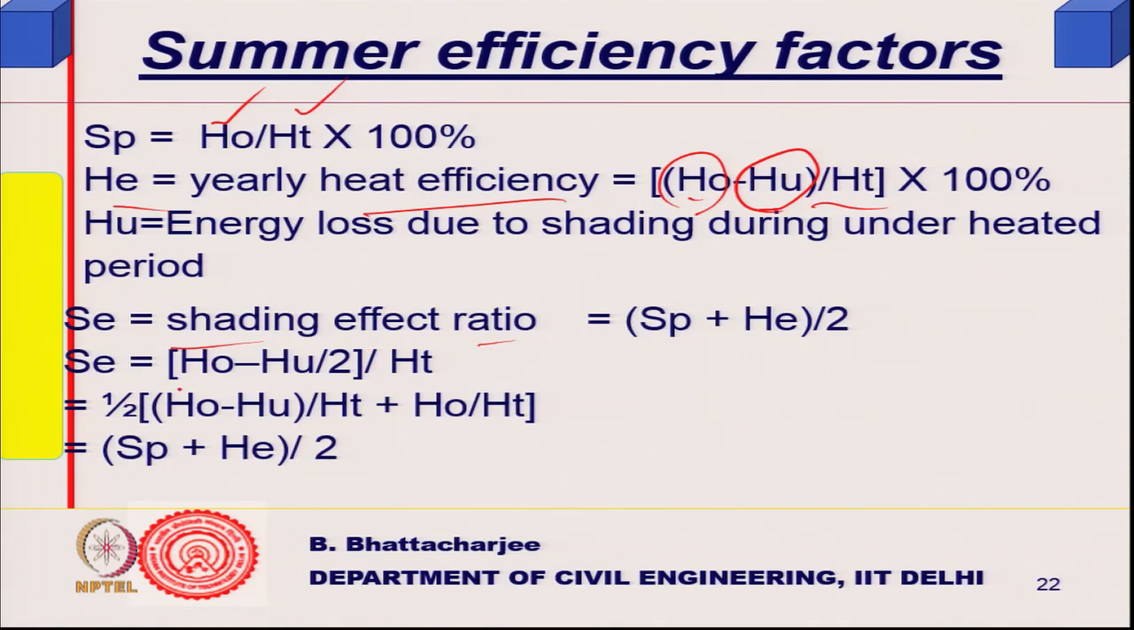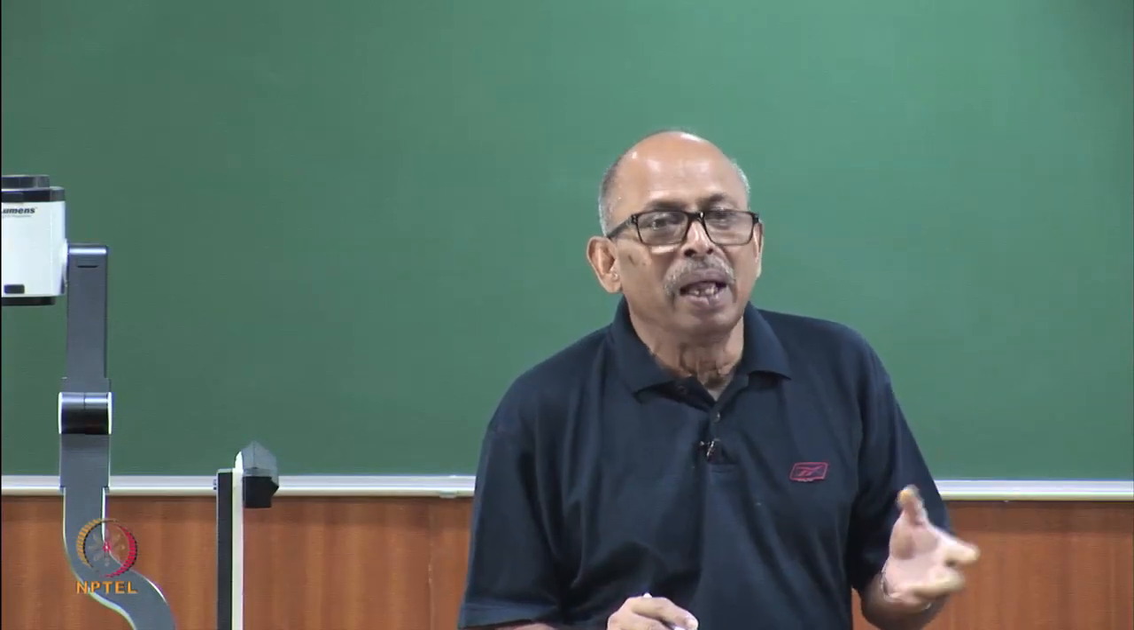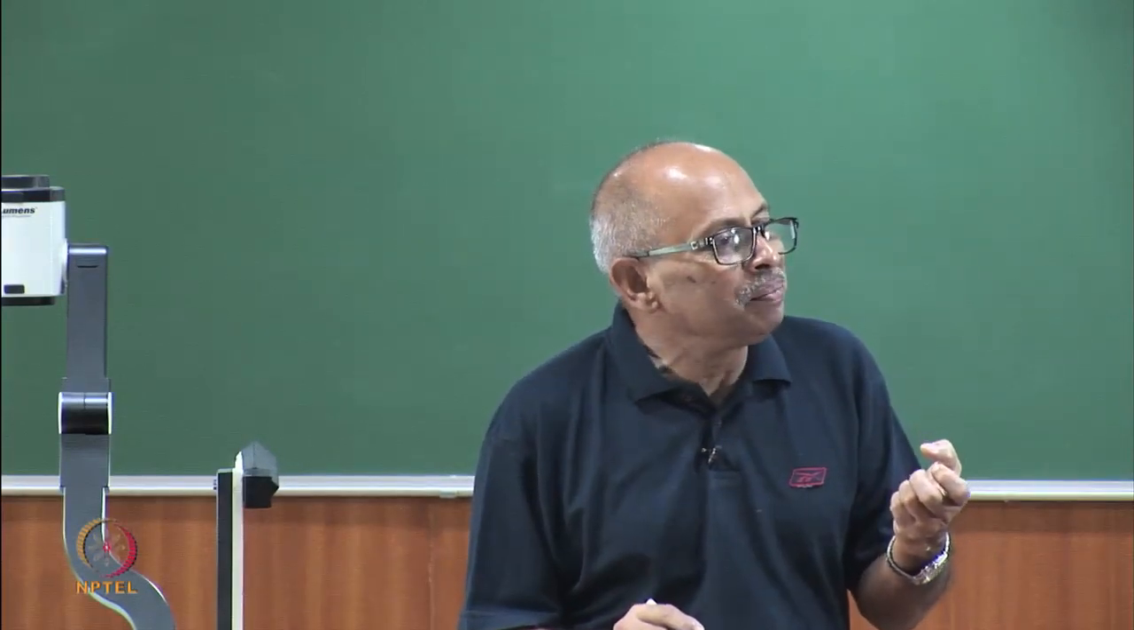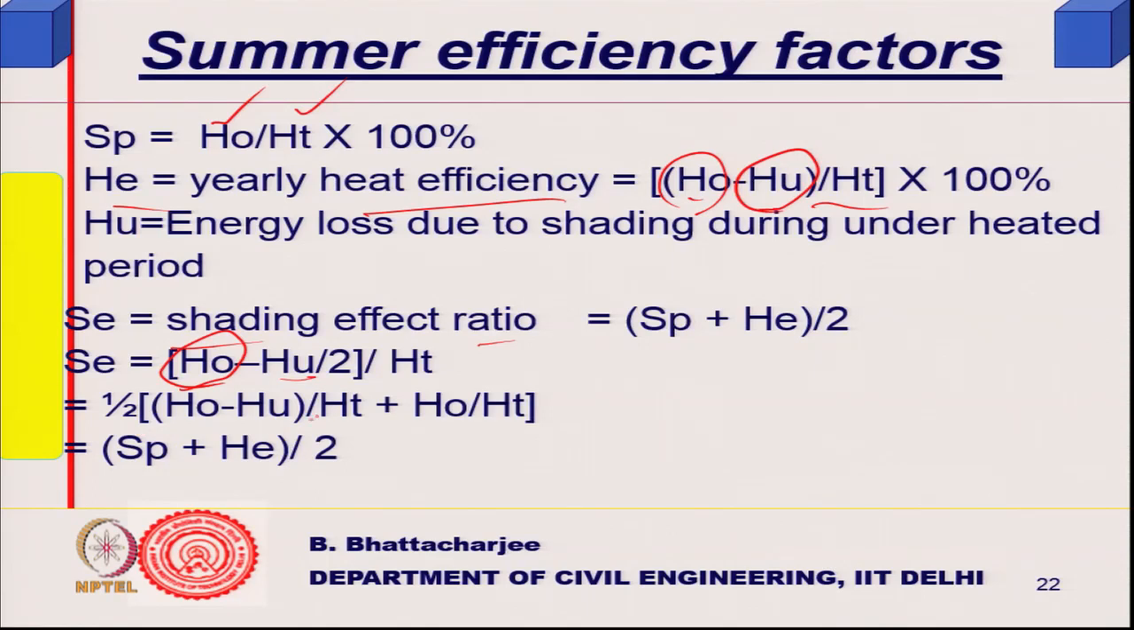What we do is, we have HO, the summer heat which was blocked, minus HU by 2. Why? Because there is a weightage factor: summer cooling is costlier than winter heating. So that is what we are doing. Half of this is just given a weightage factor of half, and that is what we are calling the shading effect ratio. So basically this is the yearly heat efficiency plus the SP, the summer shading performance, so SP plus HE by 2.